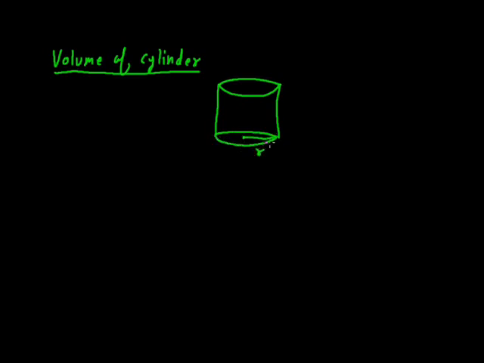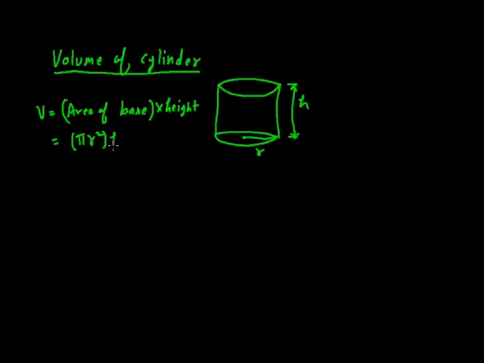Cylinder of radius R and height H. The volume of a cylinder is defined as area of base into height. So here the base is in the shape of a circle, so the area of base is pi r square and height is h. So the volume of a cylinder is pi r square h. This is the formula for the volume of a cylinder.